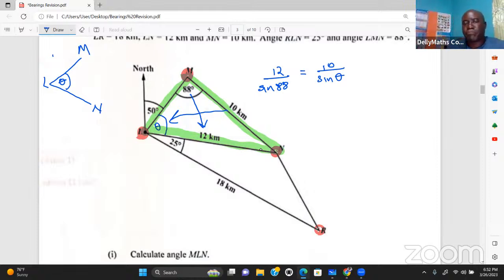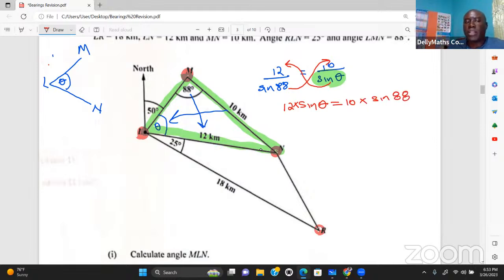So let's continue. The intention is to isolate this. But at this moment, we can quickly cross multiply in order to get things out the way we want. So sine of 88 times 10 is going to equal the sine of the angle times 12. So let's write them down. So we have 12 sine of the angle, this means times, right, is equal to 10 times sine of 88.